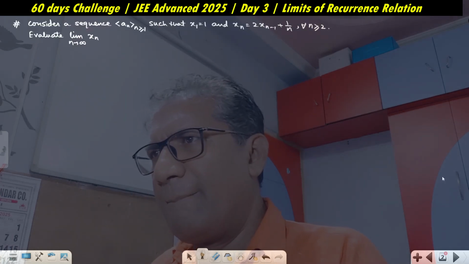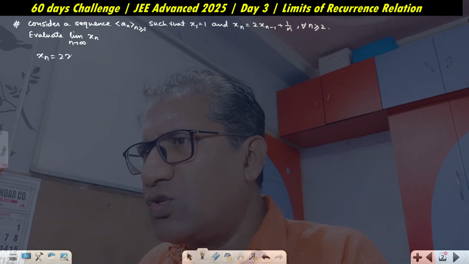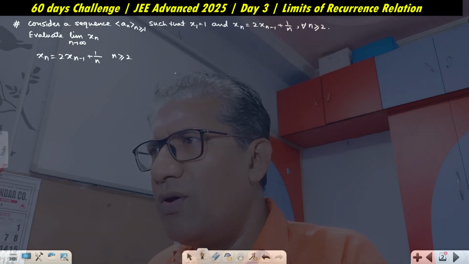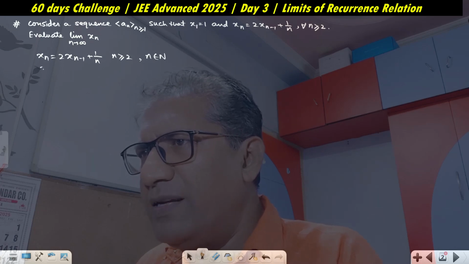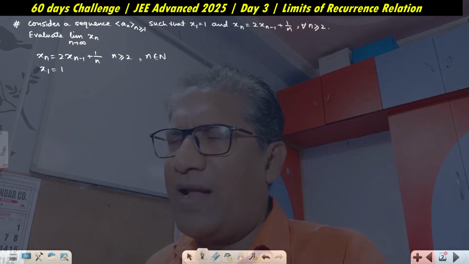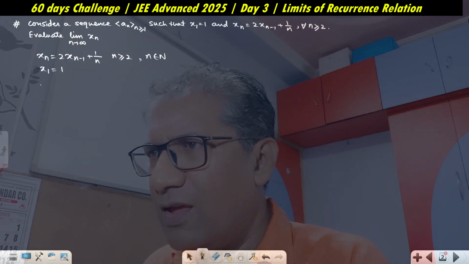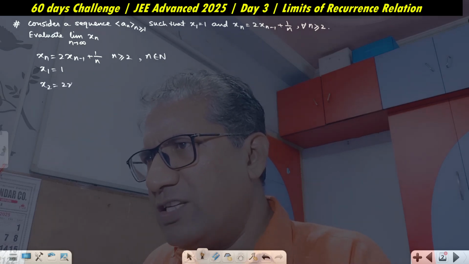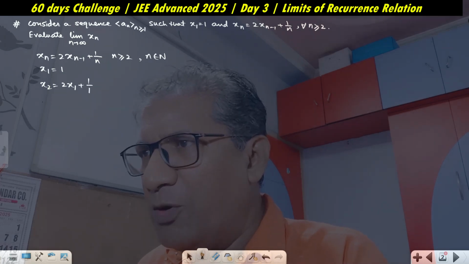See this question. Again, a recurrence relation is given. x_n = 2x_{n-1} + 1/n, and here n is greater than or equal to 2. n is obviously a natural number. We have been given the initial value x1 is 1. So first I have to check whether it is increasing or decreasing. So let me put 2 in place of n. So we are having 2x1 plus 1 over 2.